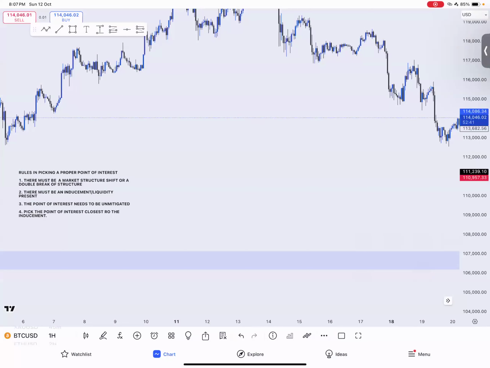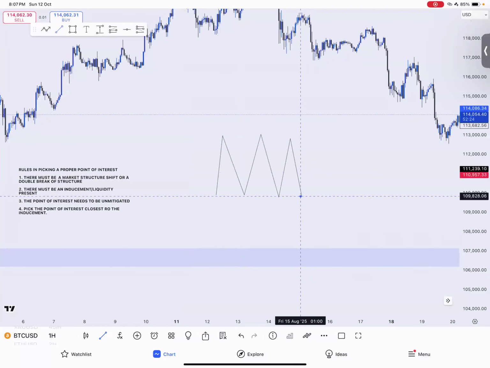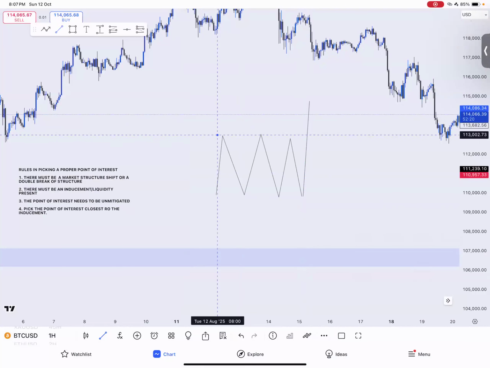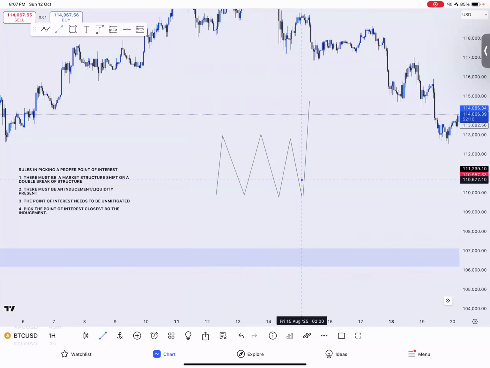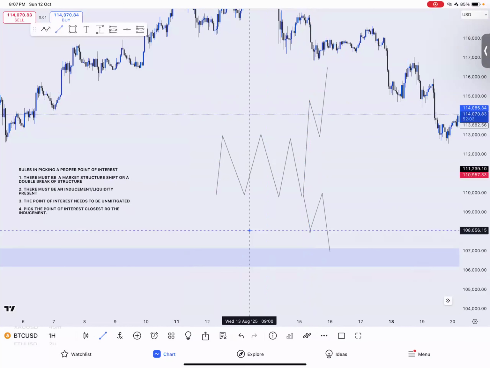If you have your resistance here and your support down here, markets will keep bouncing, and eventually the market will either break the resistance or break the support. But whichever side the market breaks, whether upside or downside, one thing is constant. Price will eventually retest the resistance here before it continues buying. The same way, price will eventually retest the support here before it continues selling. That is the same concept as a breaker block. A breaker block is a failed order block.